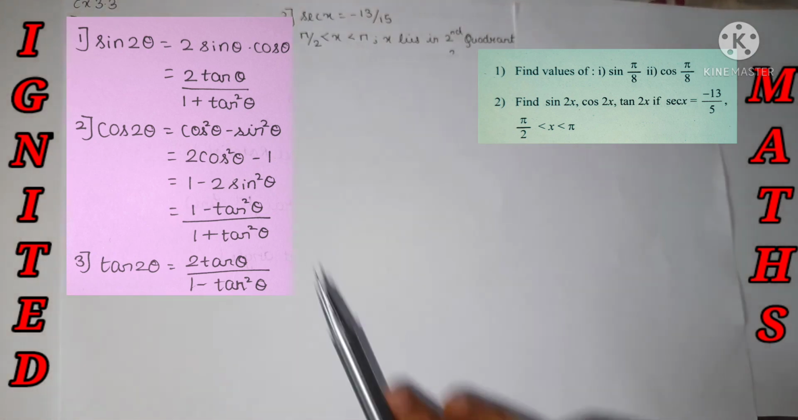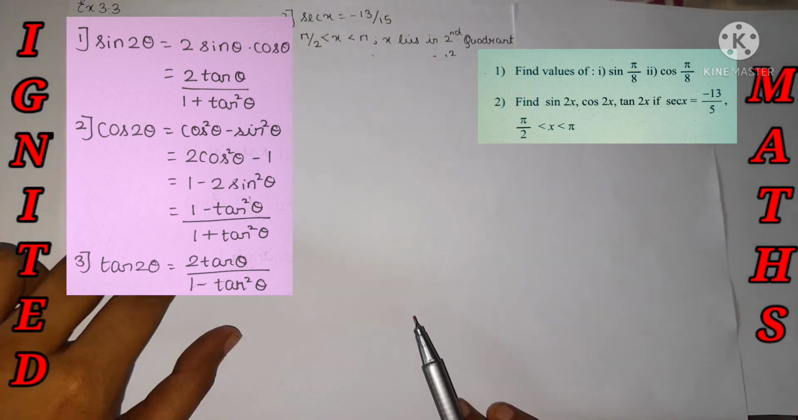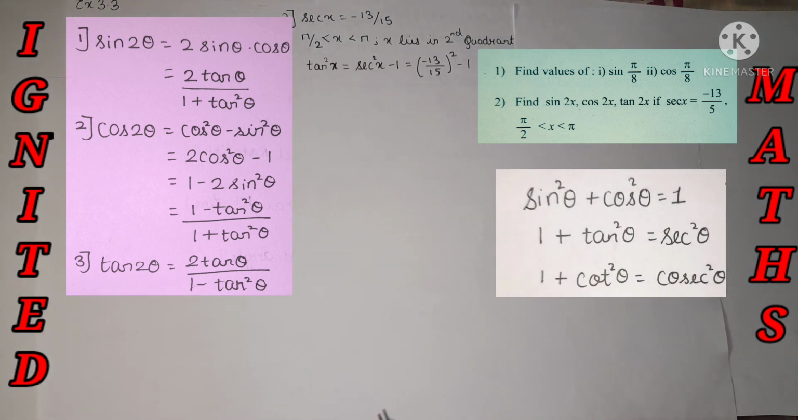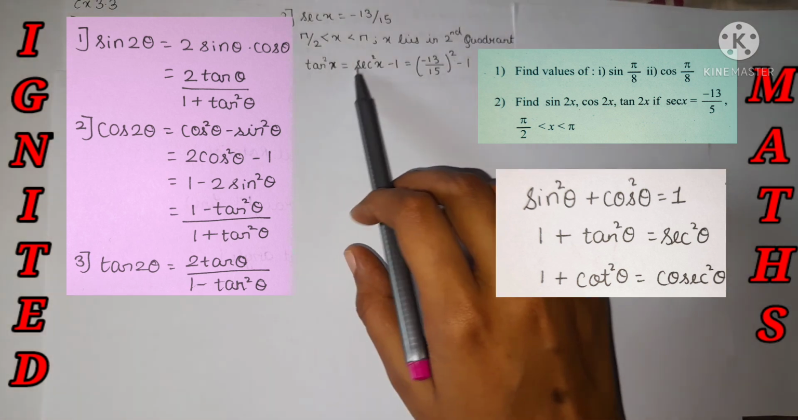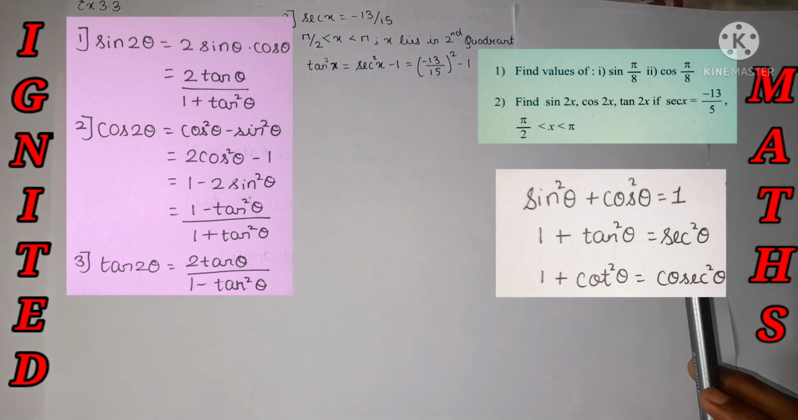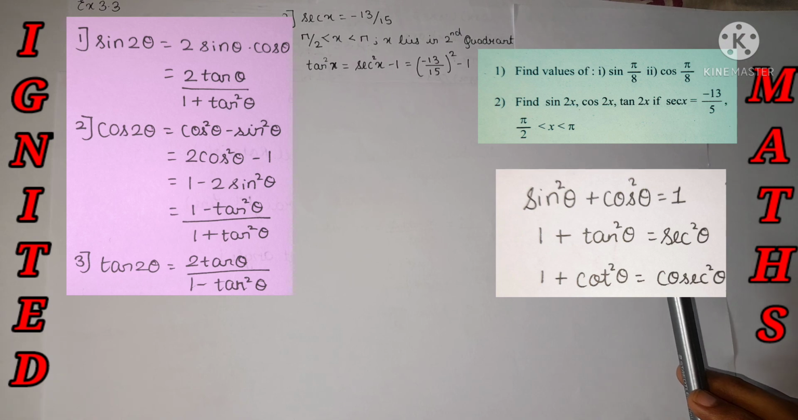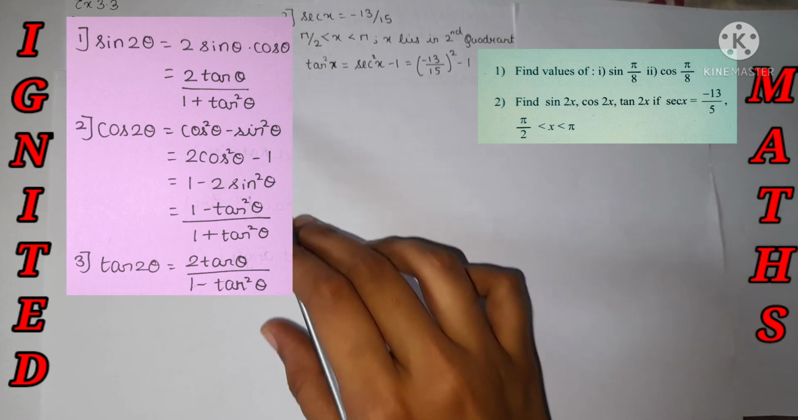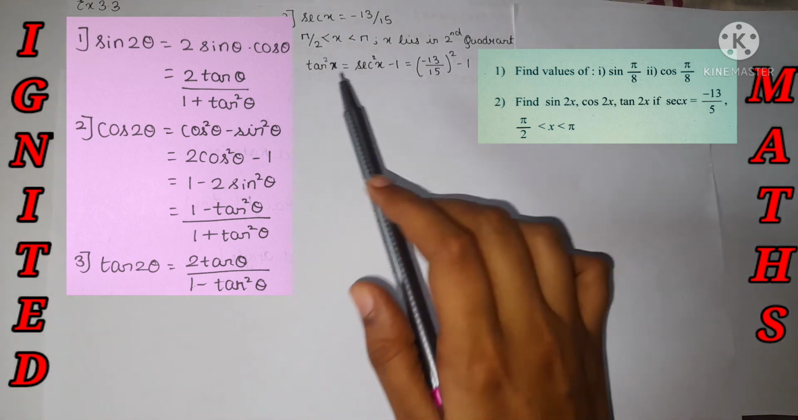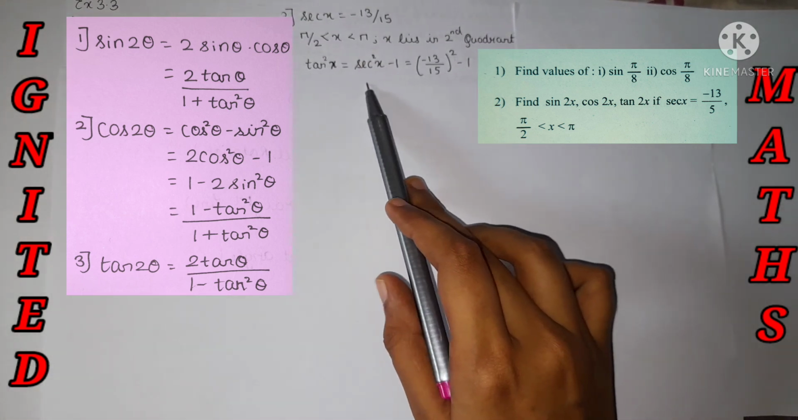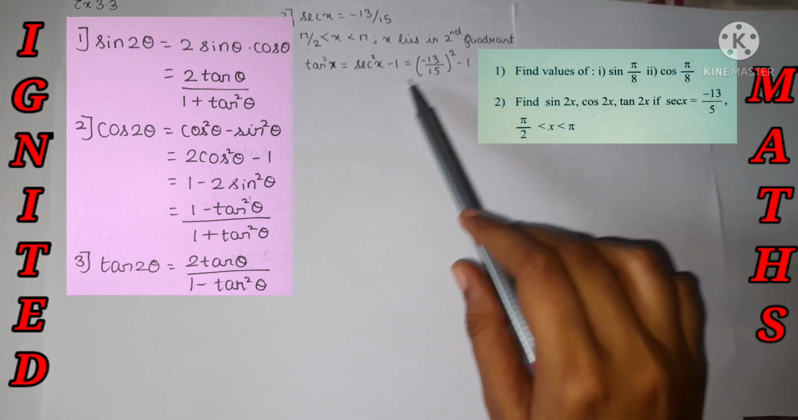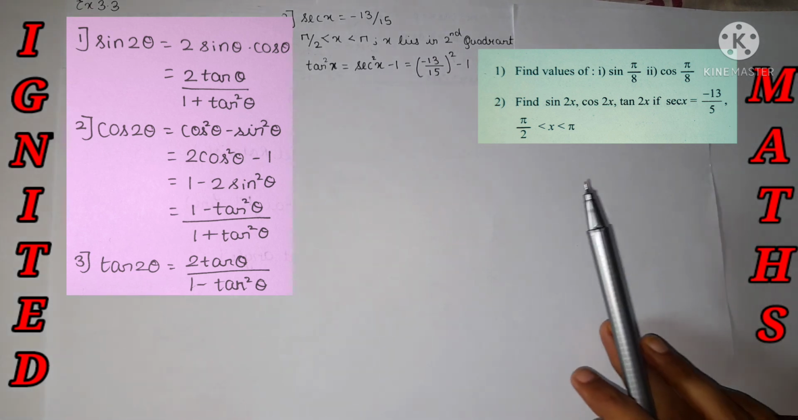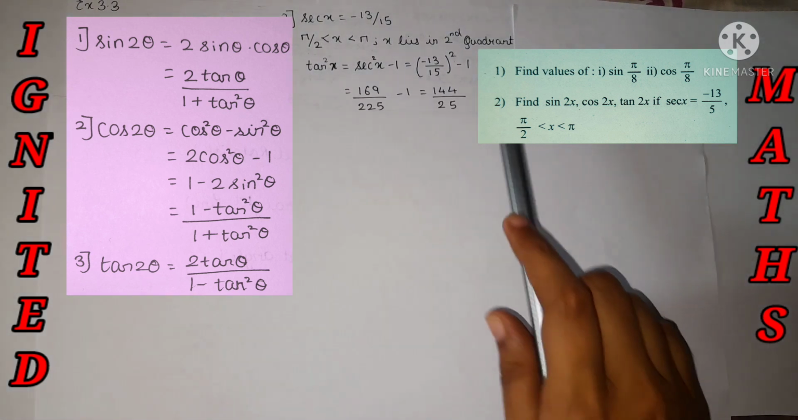And with the help of sec x, can we find tan x? Yes, by the trigonometric identities. It's nothing but tan square x is equal to sec square x minus 1. 1 plus tan square theta is equal to sec square theta. Yes, so I have just replaced it, just the same. Okay, don't be confused with the formulas, it's absolutely same. And sec x, we know the value, just put the value accordingly and square it, minus 1. So we will get the answer as 144 divided by 25.